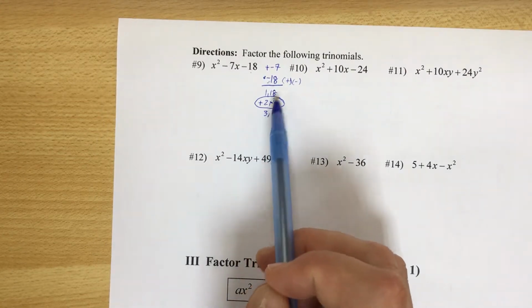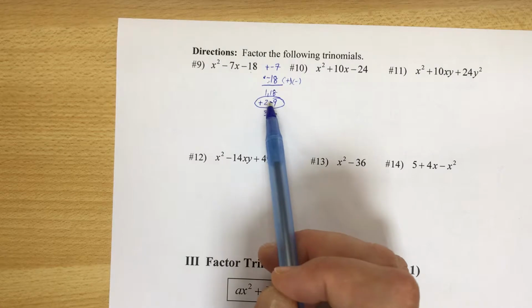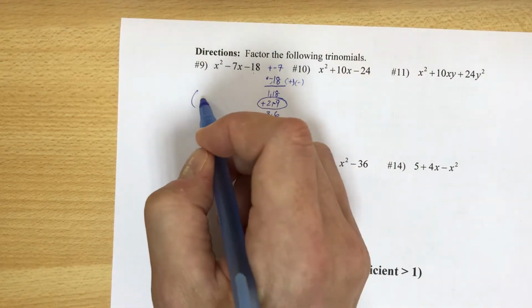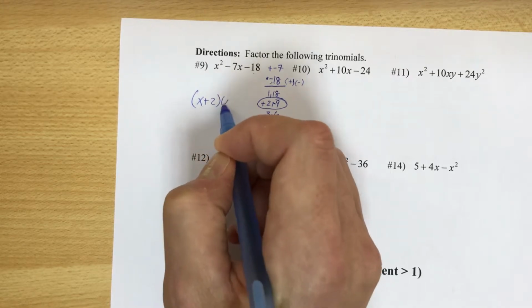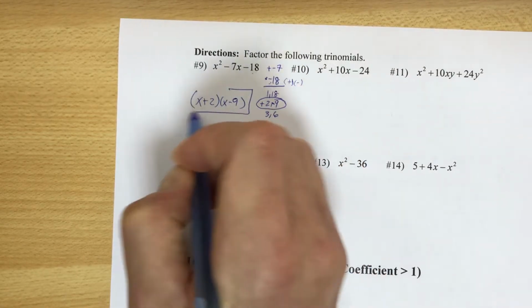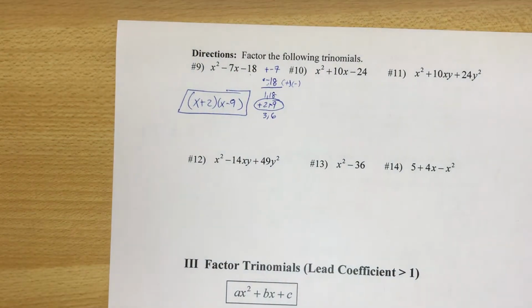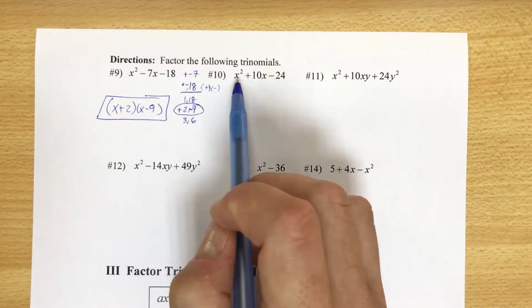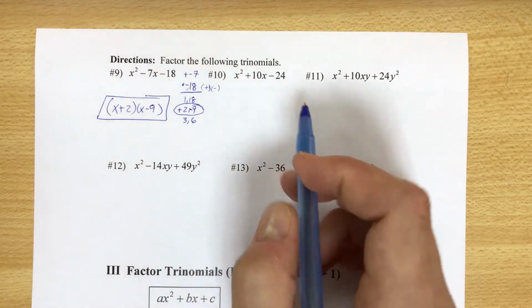2 times negative 9 is negative 18. 2 plus negative 9 is negative 7. So our factors are x plus 2 times x minus 9. So as you do this, you start to get pretty fast at these. x squared plus 10x minus 24.